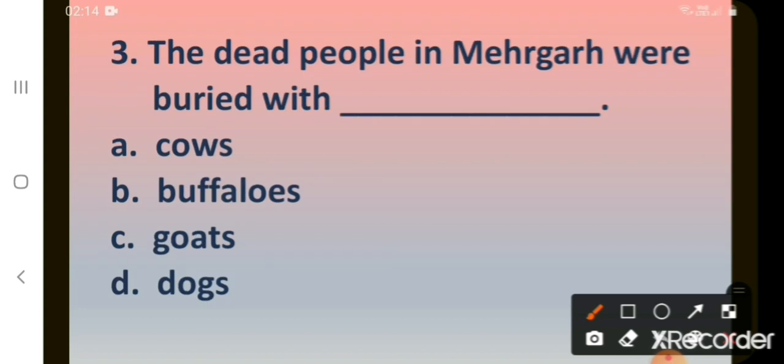Third one. The dead people in Mehrgarh were buried with dash. A. Cows. B. Buffaloes. C. Goats. D. Dogs. What's the correct option? Yes. C. Goats. The dead people in Mehrgarh were buried with goats.